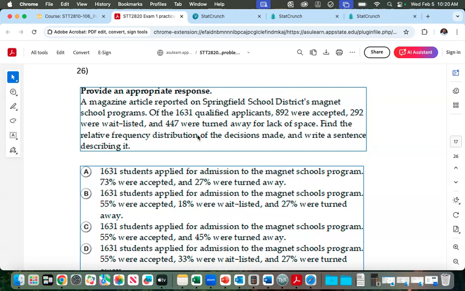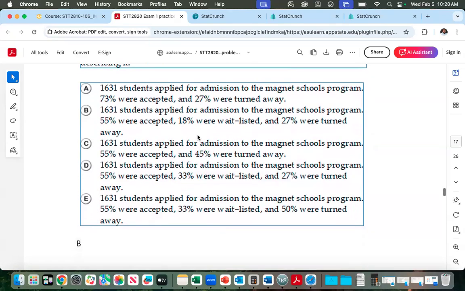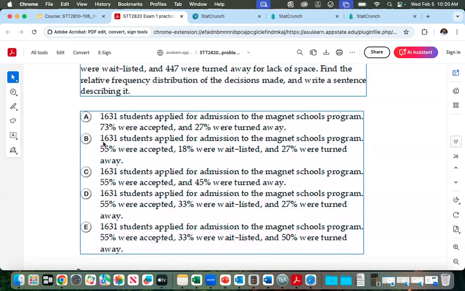And so when we read these possible answers here, we can see that B matches our answers. You can see 1631 students applied for admission to the magnet schools program. 55% were accepted, which matches our answer for accepted. 18% were waitlisted, which matches our answer. And then 27% were turned away. Is that okay? Do you guys have any questions on how to compute this relative frequency?